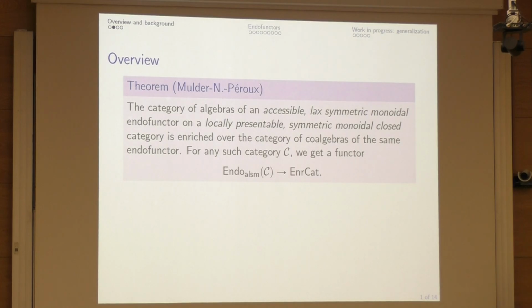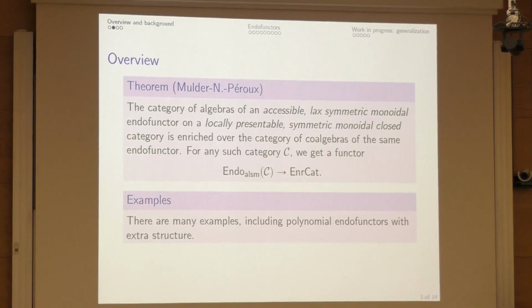And so in our paper, we prove that if we look at the category of algebras, not just any endofunctor, but a lax symmetric monoidal endofunctor, also accessible, on a locally presentable symmetric monoidal closed category, that category of algebras is enriched over the category of coalgebras of the same endofunctor. And that's what appears in the two papers that are already out. And then in my master student Lucas Mulder's thesis, he made this bifunctorial in F.